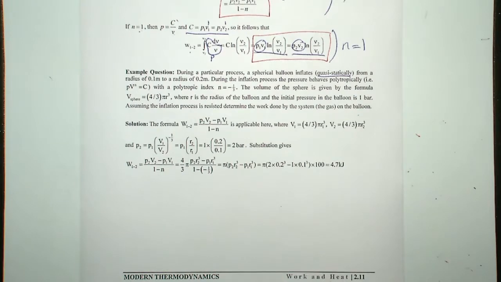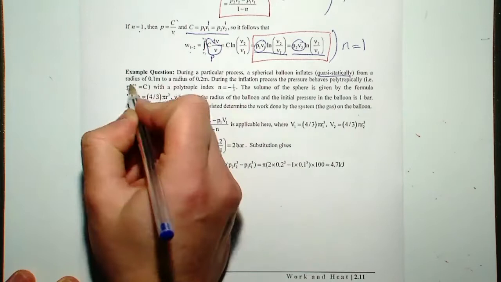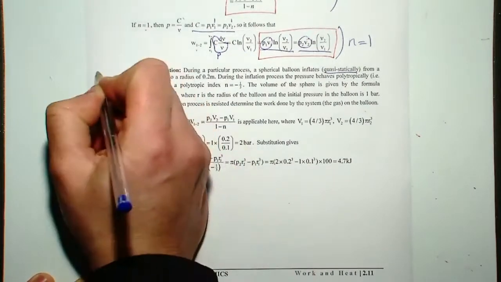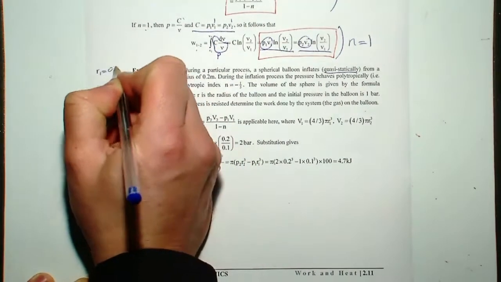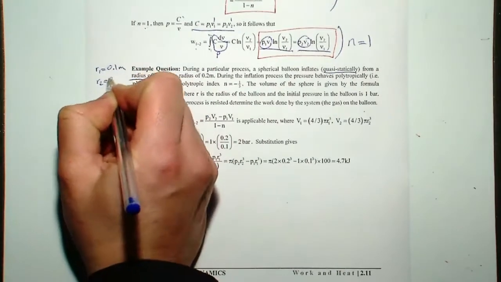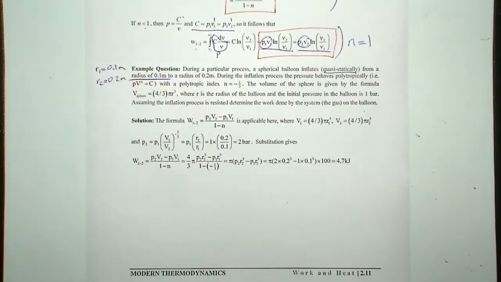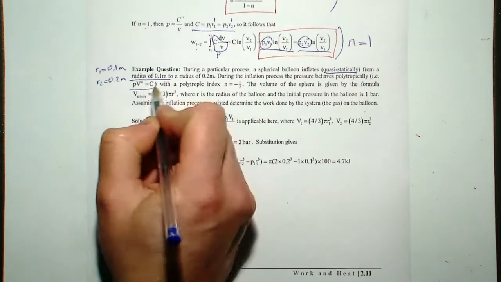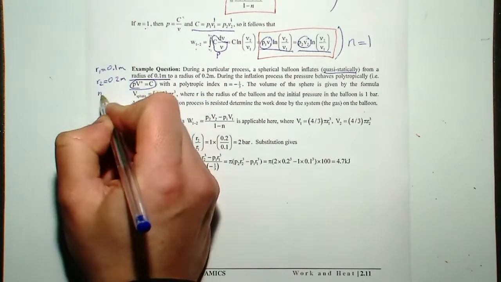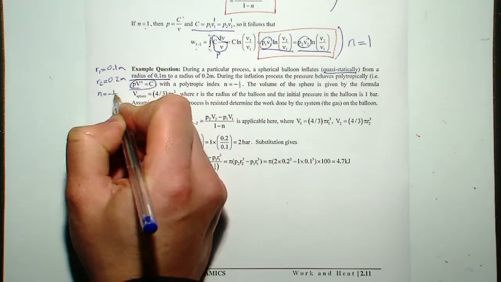So what do we have? The initial radius is 0.1 meters. So R1 is 0.1 meters. And R2 is 0.2. During this inflation process, the pressure behaves polytropically, as we know, according to this equation. And n, in this case, is equal to minus 1/3.